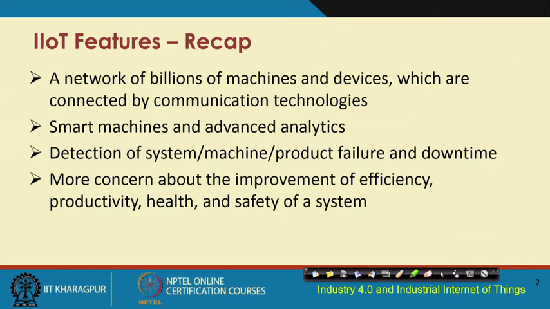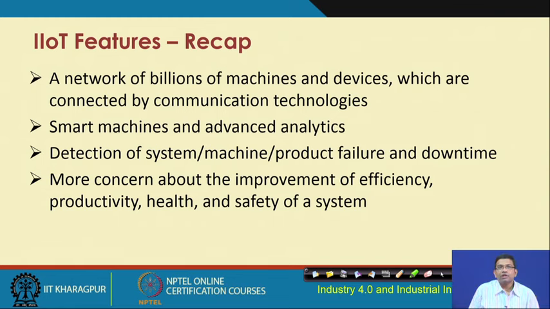If we take a recap of the IIoT features, in IIoT we are talking about a large number of industrial machines, connected machines having different sensor nodes, devices and so on. These sensor devices are connected themselves through different communication technologies. So, basically these different sensor devices are connected to one another, which in turn makes the host machines connected to one another.